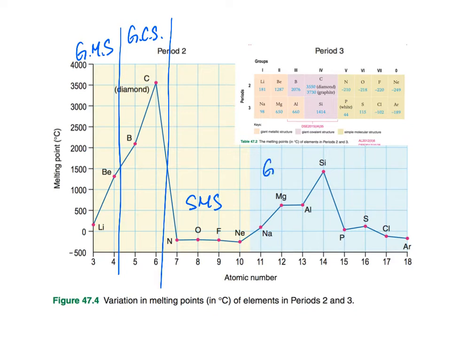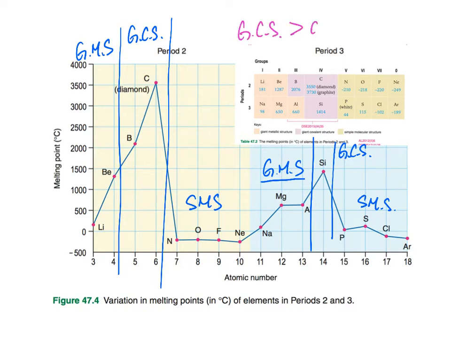After that, we get back to the giant metallic structure. We have sodium, magnesium, and aluminum here. And then we go to the giant covalent structure. The last one gets back to the simple molecular structure. So you will find that giant covalent structure generally will have a higher melting point than the giant metallic structure, and then it goes to the simple molecular structures. Now we're going to get deep into each structure and see why even giant metallic structures have different melting points, and also among the simple molecular structures, they also have different melting points. We're going to see what happens right here.